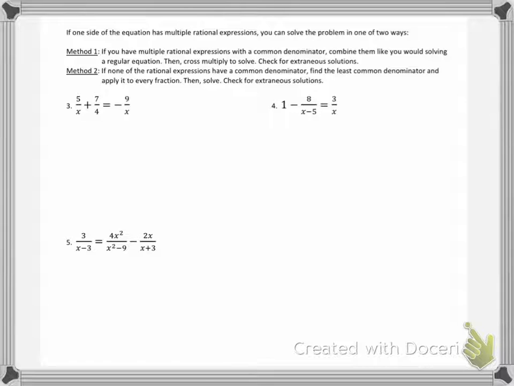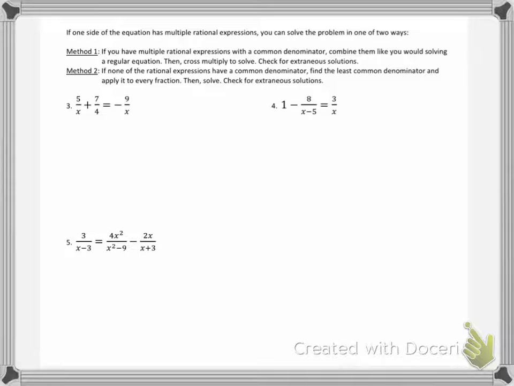The other method is, if none of your denominators are the same, we need to go get common denominators. We're going to figure out our solutions by finding an LCD, and then setting all the fractions equal to each other and going from there. So there are two different ways we're going to solve it here, and we'll talk through each of those throughout the many examples in this video.